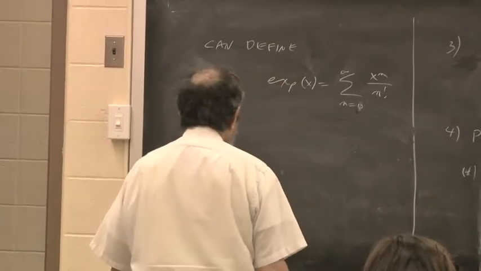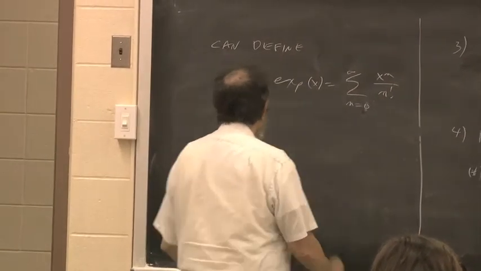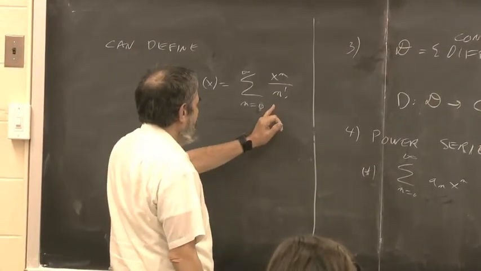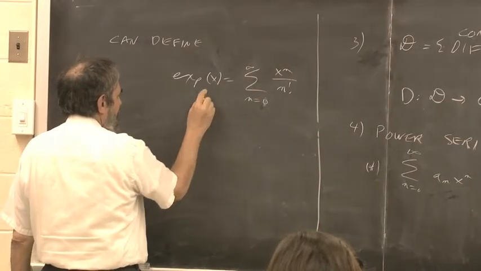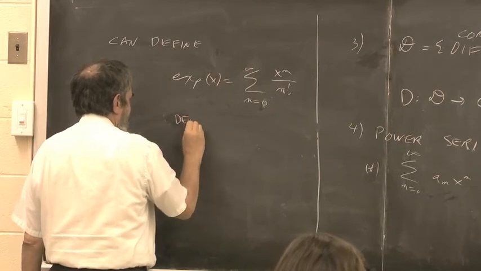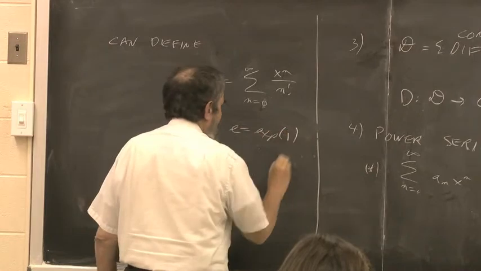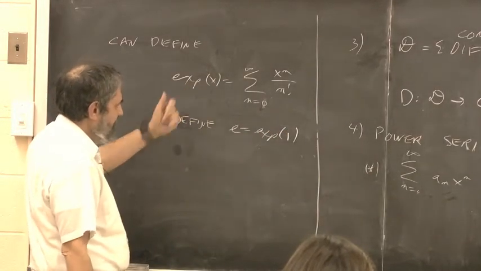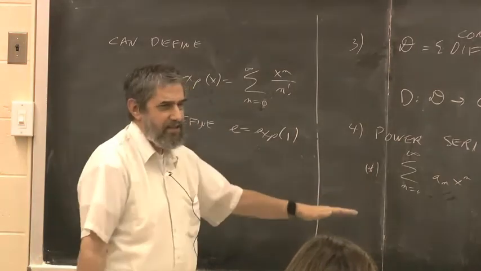And because this function goes to infinity, there is a unique number such that the exponential function is, well, exp of 1. Let's just define e to be the exponential of 1. And so then, because of the multiplicative property, exp of x really is e to the x.